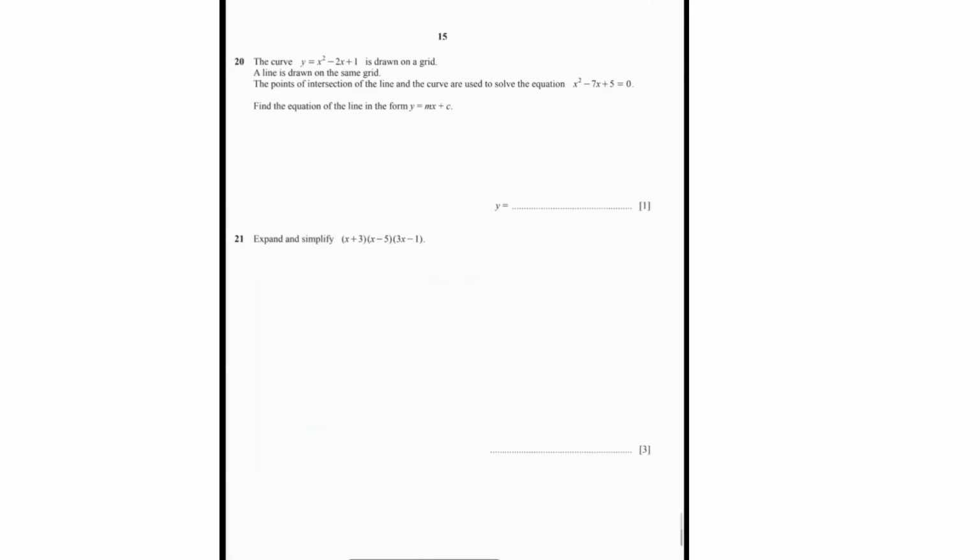Oh no. More algebra. Okay, the curve is drawn on a grid. A line is drawn on the same grid. The points of intersection of the line and curve are used to solve the equation. Oh my gosh, this is not easy. That's why I only give you 1 mark.